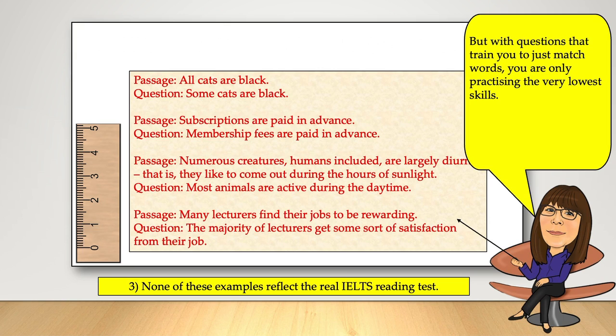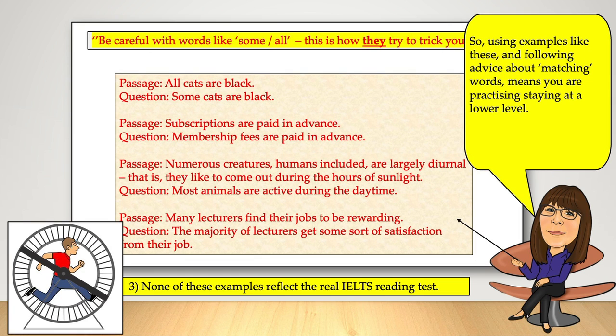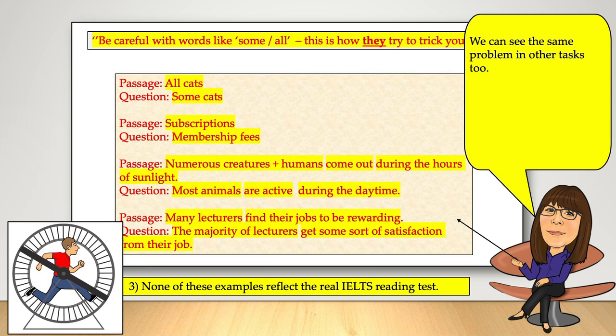But with questions that train you to just match words, you're only practicing the very lowest skills. So, using examples like these and following advice about matching words means you're practicing staying at a lower level. We can see the same problem in other tasks too.